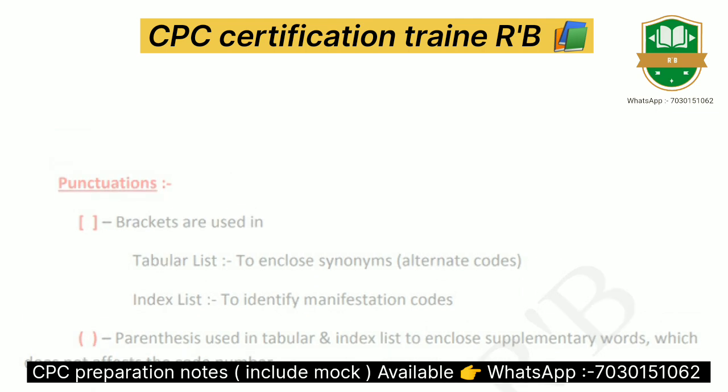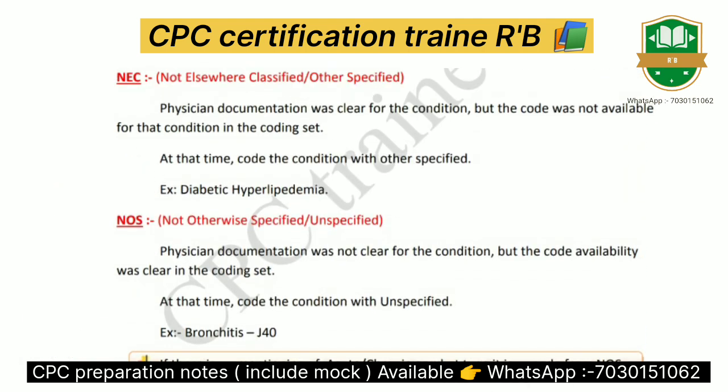Then next, NEC and NOS. That is an important thing. NEC means not elsewhere classified or other specified. Then you can check directly: the physician documented the condition clearly, but the code was not applicable or not available for the condition in the coding set. At that time you can go directly to the NEC code.